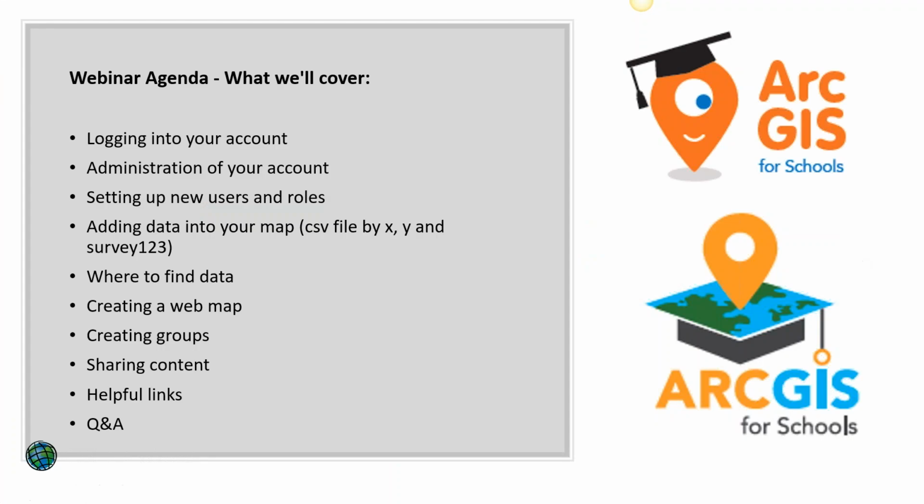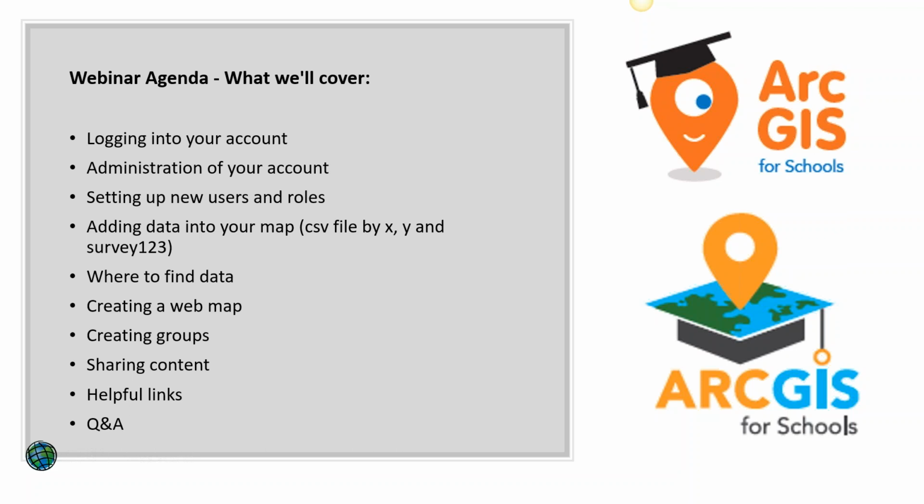So what we'll cover in today's webinar is just the initial getting set up and getting up and running using your account. This involves logging into your account, administration of your account, setting up new users and roles, adding data into your maps. This is data you create yourself. There's a lot of data already in ArcGIS Online which we can go through throughout the webinar, but this is starting from scratch. You've got an idea in mind or a topic for a lesson that you'd like to cover with your class, and you're not sure where to start, how to get those points on the map. So this will run you through how in a couple of different ways.